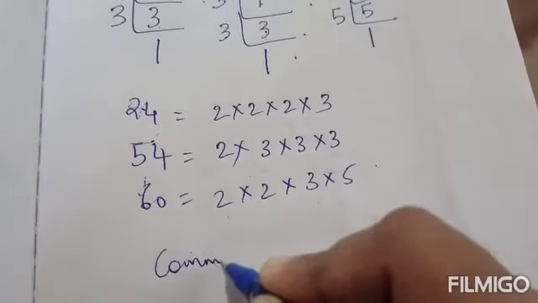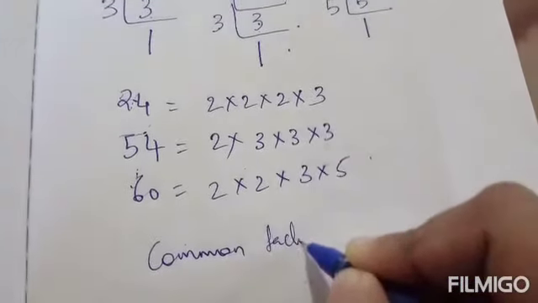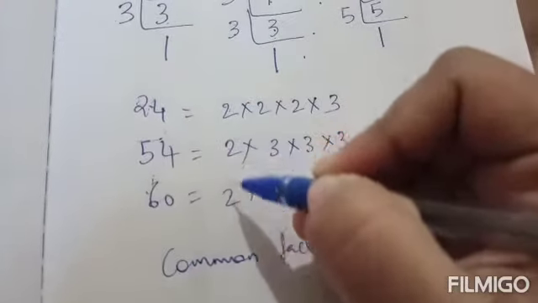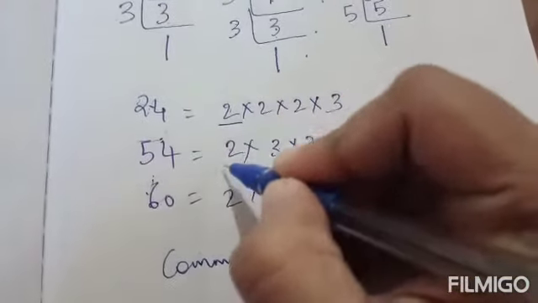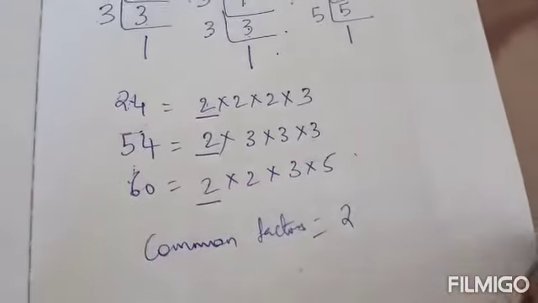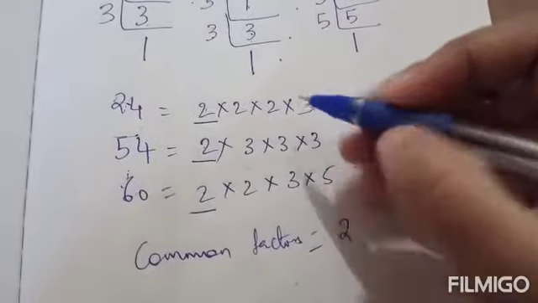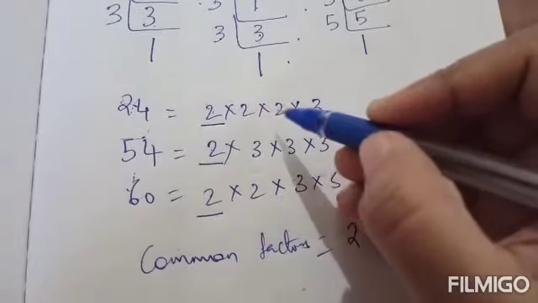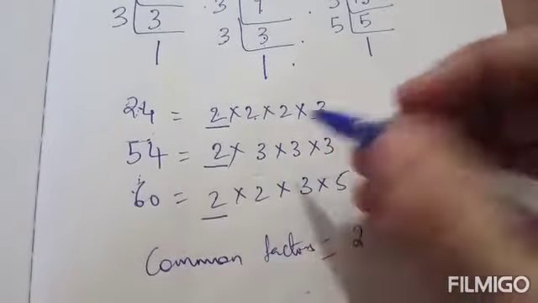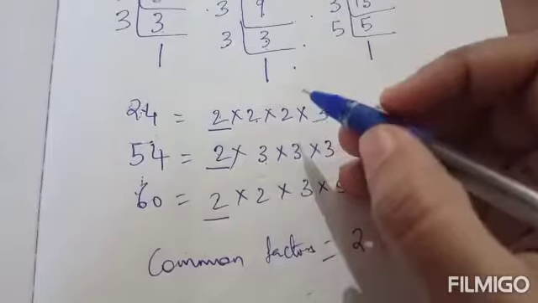Finding their common factors. What you will get? Here 1 time 2 is coming in 3 numbers. So 2 you can pair. Now 2 is coming here, but 2 in 54 you can't find. So that you can't take.